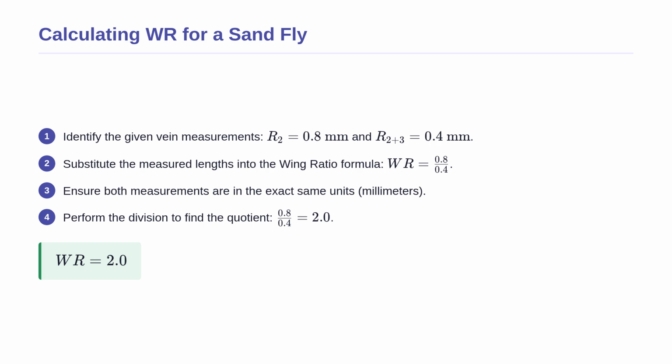Physically, a ratio of 2.0 or higher often points to the subgenus Phlebotomus, confirming this specific insect is highly capable of transmitting leishmaniasis to humans.